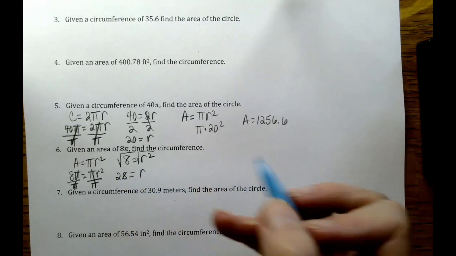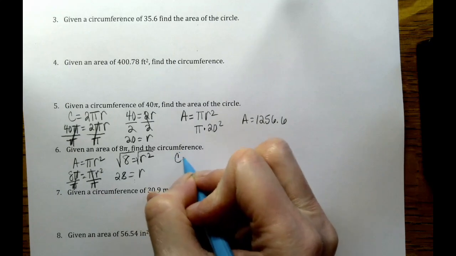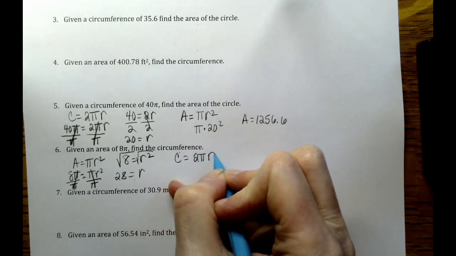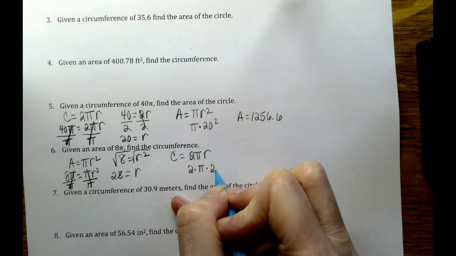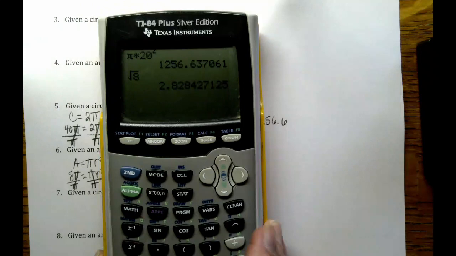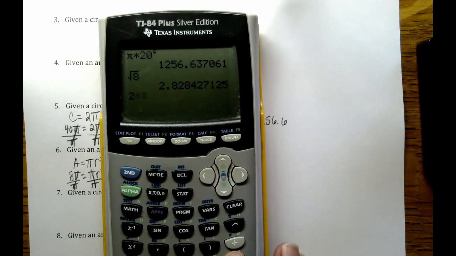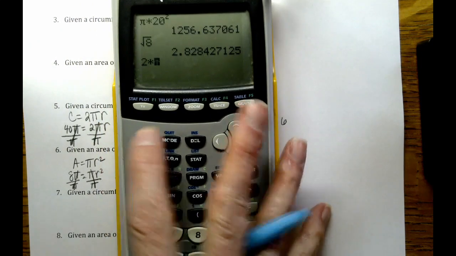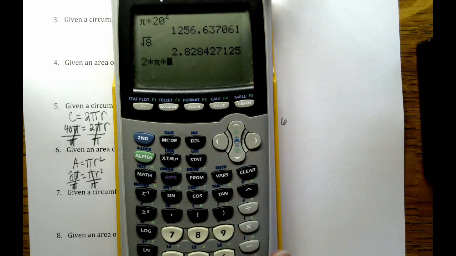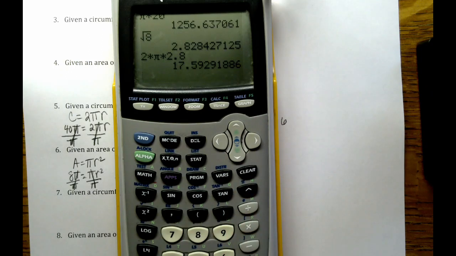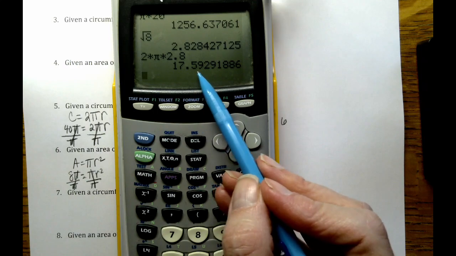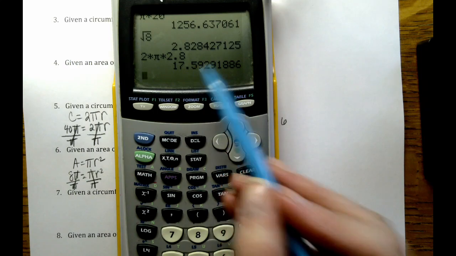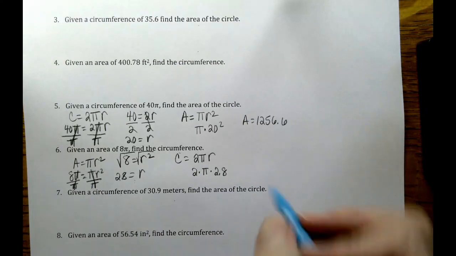Now we're going to use that 2.8 to find the circumference. Circumference is 2 times pi times r. So this is going to be 2 times pi times 2.8. And 2 times pi times 2.8 is 17.59. So 9 is 5 or higher, so we're going to round that 5 to a 6. 17.6 for our circumference.